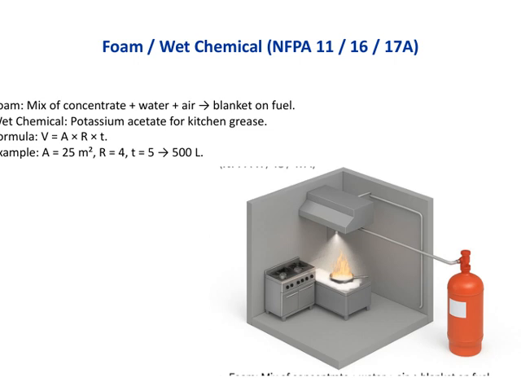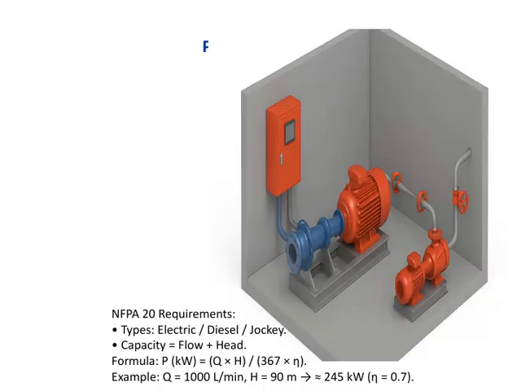Understanding these concepts helps us ensure proper system design and effective fire suppression, which ties directly into the overall safety strategies we're discussing today. Let's talk about pump selection, focusing on the NFPA 20 requirements. When choosing a pump, there are a few main types to consider: electric, diesel, and jockey pumps. Each type has its specific applications and benefits, so understanding the differences is key.